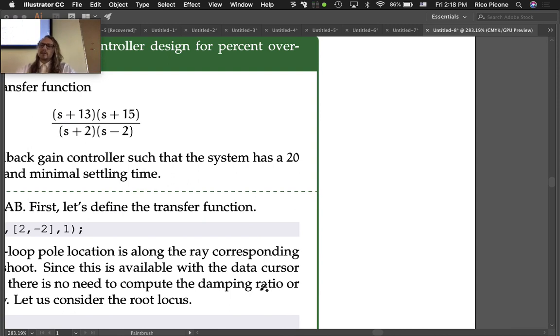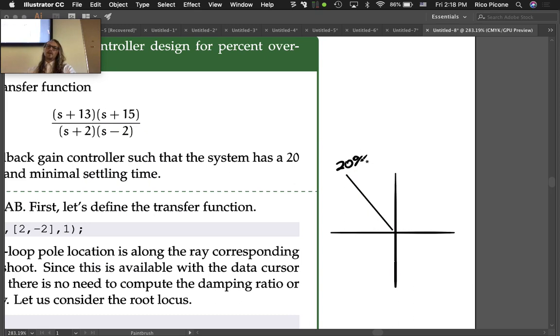What does that correspond to in terms of closed loop pole location? Let's think about that for just a moment. So if we draw our complex plane, percent overshoot of 20% corresponds to a specific damping ratio. A specific damping ratio has some constant line that starts at the origin and goes outward at some angle. That would be the 20% overshoot line. Okay? So this is corresponding to the second order approximation.